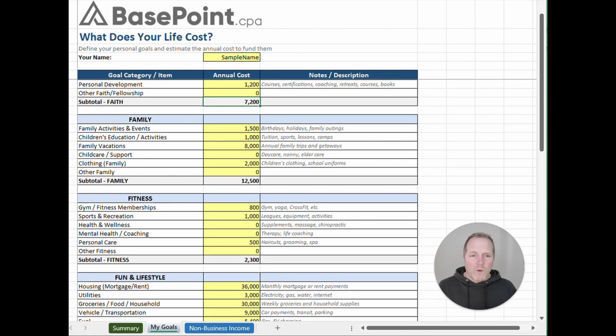Then we look at family. Okay, so in this example, looking at birthdays, different holiday events, family outings, etc. Maybe about $1,500. Maybe you want to go to the zoo, whatever it might be. I was going to say Disneyland, but that might fall under this. Children's educations and activities, so maybe sports that they might get involved in. Maybe you have a couple kids who are playing hockey.